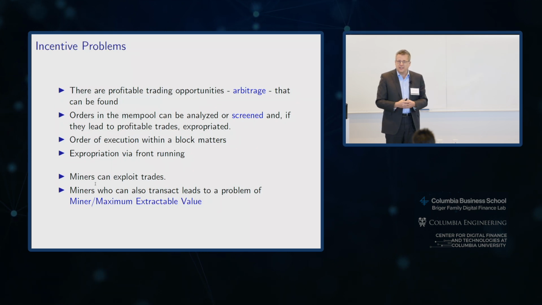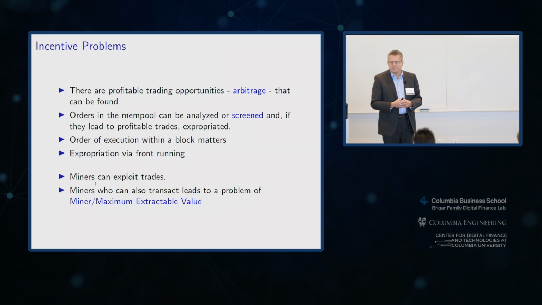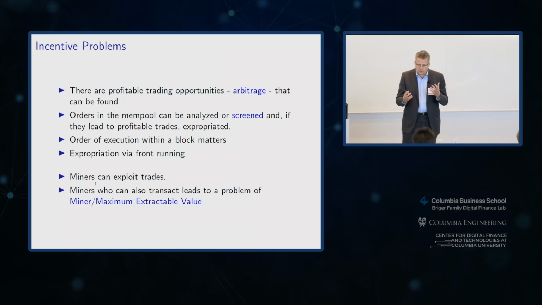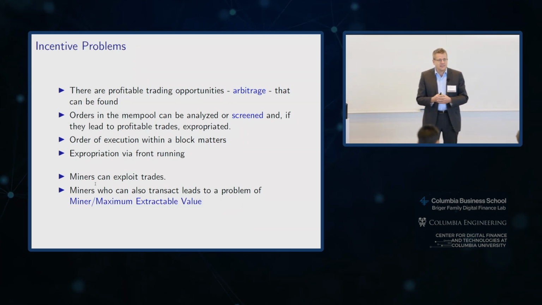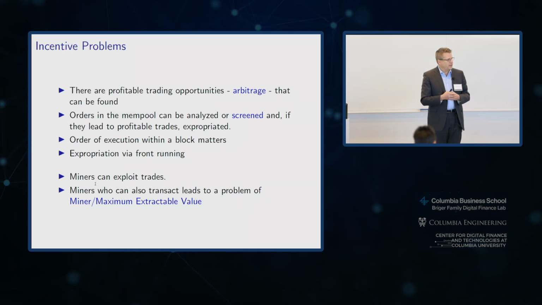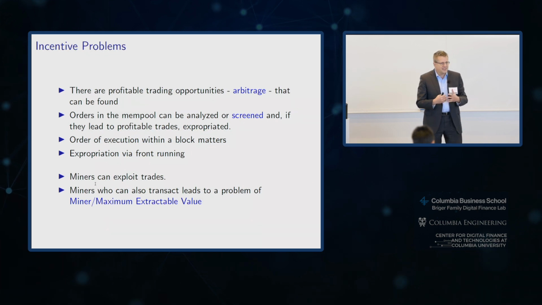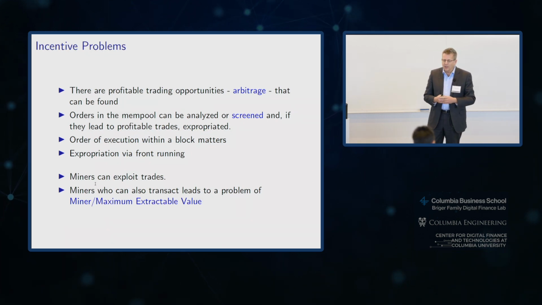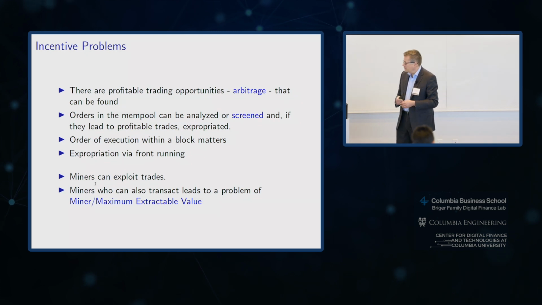They could say, hey, that's a really good idea, why don't I do that? And so these arbitrage opportunities could be screened and these traders could be expropriated. The order of execution, as we saw yesterday, obviously matters. If I want to do a sandwich attack and front run a buy order, then it's very important that I execute before the victim and buy before the victim and sell after the victim. So I have to think carefully about how to structure this.